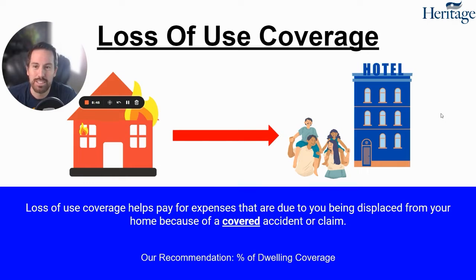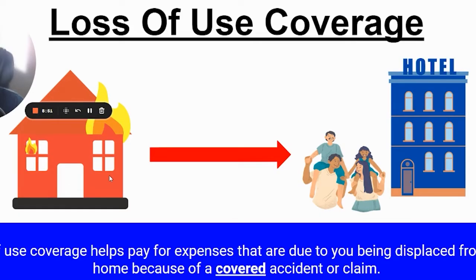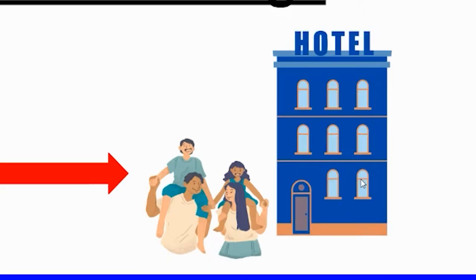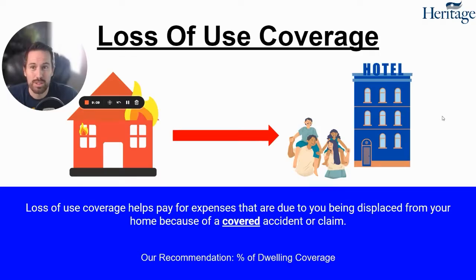So this coverage, let's say, as you can see here in the graphic, let's say your home catches on fire and you file a claim, and while your home is being repaired, obviously you can't live there. So loss of use coverage will help pay for things like hotels, for meals because you don't have a kitchen to prepare those meals in, things to that nature. Loss of use coverage will cover. So they'll put you up in a hotel while your home is being fixed.